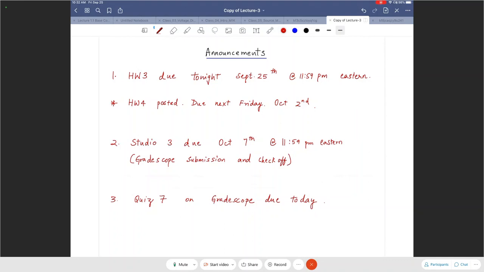Let's see, there's a question in the chat box. Can you remind me what is function table? A truth table is a function table.